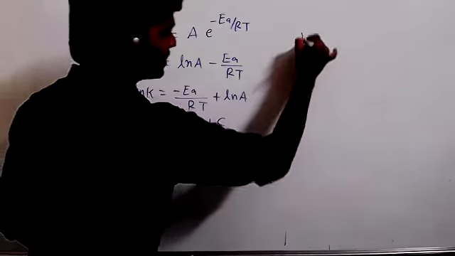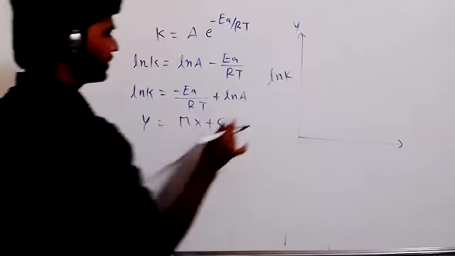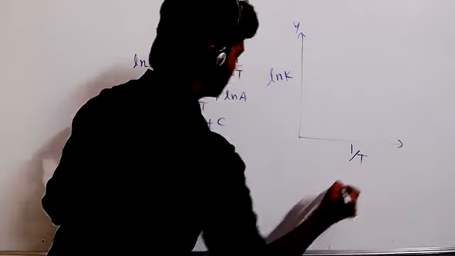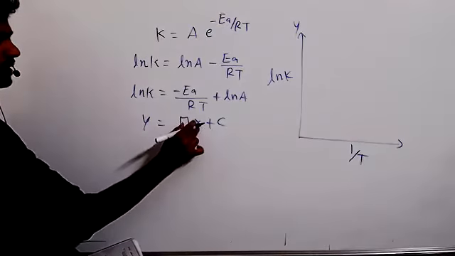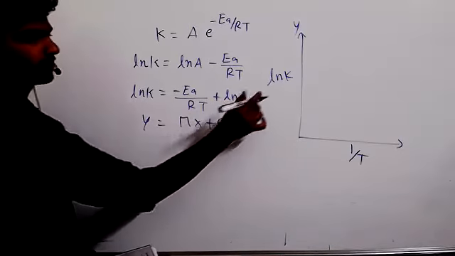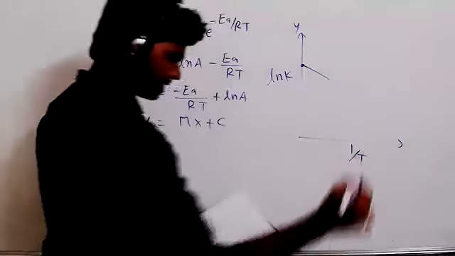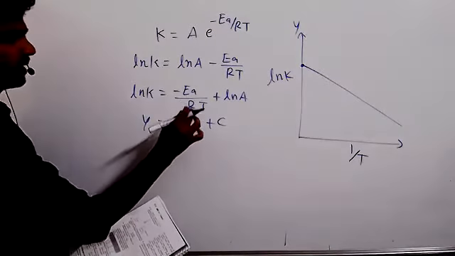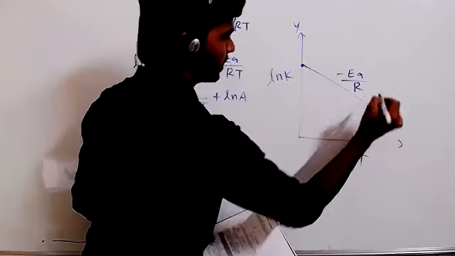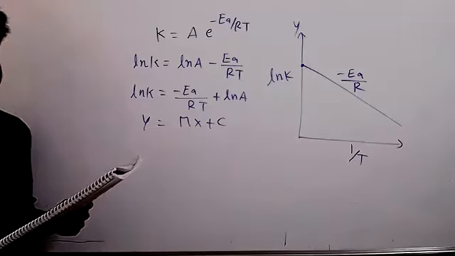ln K on y-axis, on x-axis 1 by T. This is x, which is 1 by T. M is the slope, minus Ea by R. ln A is the intercept. And with the negative slope, it comes down like this. Slope is minus Ea by R. Now choose the correct option. Which graph is correct?